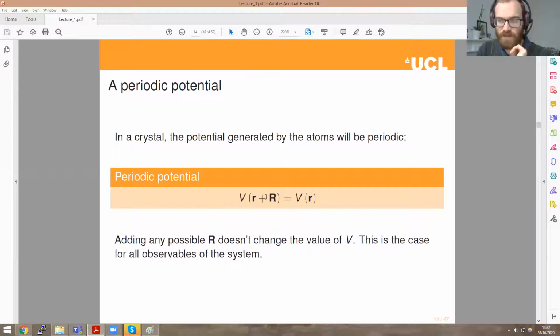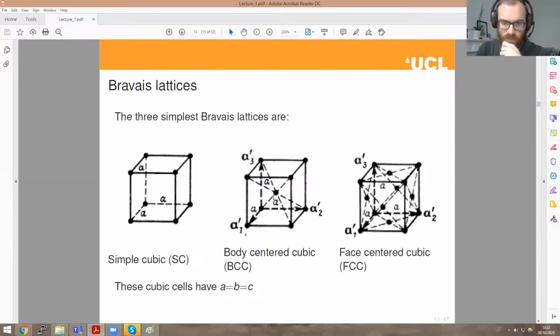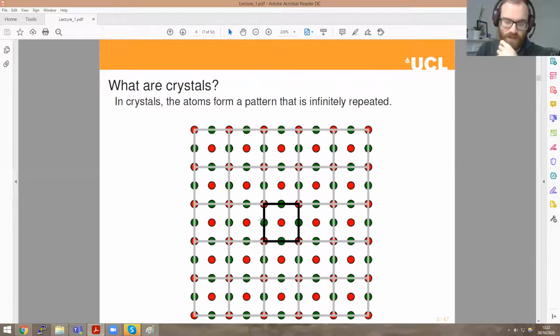This is always related to this idea that if we add lattice constants, we're in the same place in the crystal. So if we jump back to an example structure like this, the lattice vectors are these sides of the square. And if we move any combination of these sides of the square, we should find ourselves in the same place. And from a physical point of view, these points should be indistinguishable experimentally.